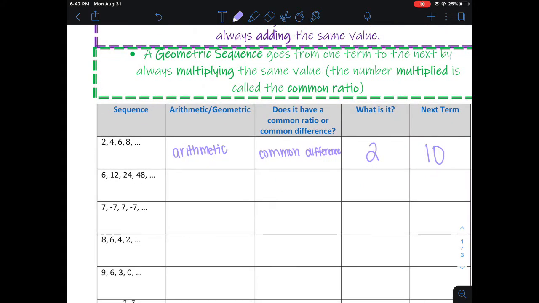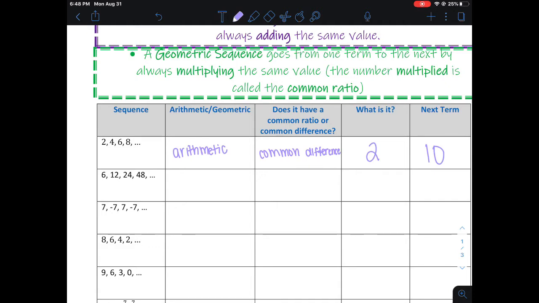Second one, 6, 12, 24, 48. So for this one, are we going up by nice consistent numbers? So let's see, 6 plus 6 gets us to 12, but 12 plus 6 is not 24. And 24 plus 6 is definitely not 48. So let's try using multiplication, meaning that it would be geometric.